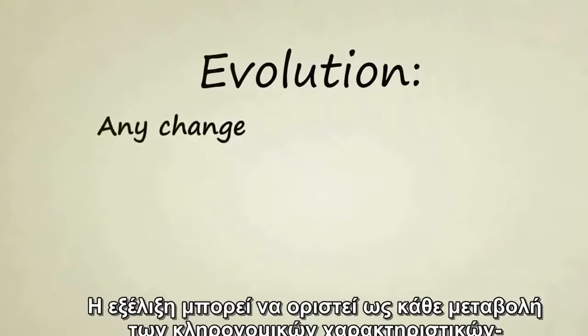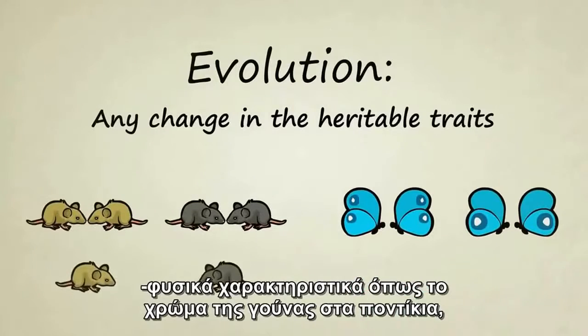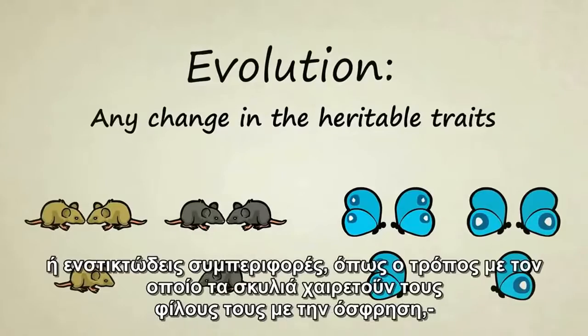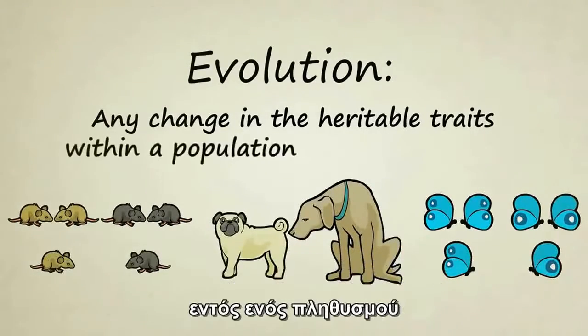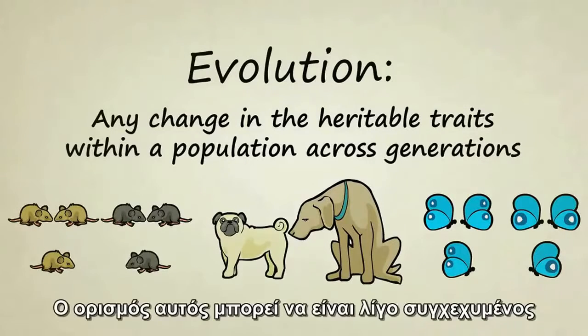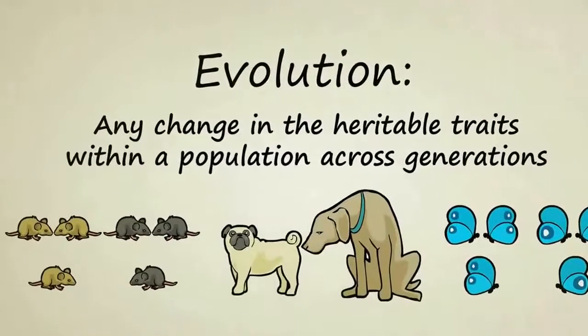In biology, evolution can be defined as any change in the heritable traits, those are physical traits like fur color in mice, spots on the wings of butterflies, or instinctive behaviors like the way that dogs greet their friends with a sniff, within a population across generations. This definition can be a bit confusing, so let's see how it works.